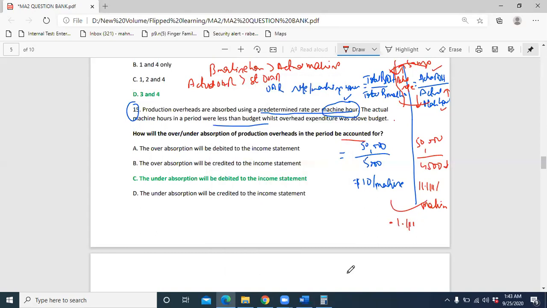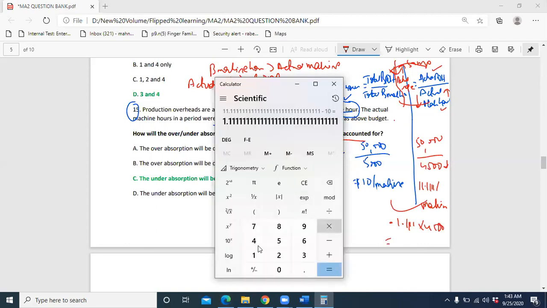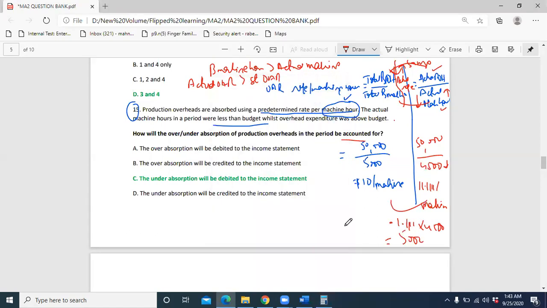1.11 less. And for 4,500 machine hours, what is the amount of under absorbed overhead? 5,000 is the under absorbed overhead in this scenario, which can also be calculated as actual production overhead incurred minus absorbed. And absorbed is always done on the basis of the standard rate. The standard formula I'm going to write here: standard OAR per machine hour into actual machine hours, right? That is how the absorbed overhead is calculated. So it's going to be standard OAR into actual machine hours, into 4,500.